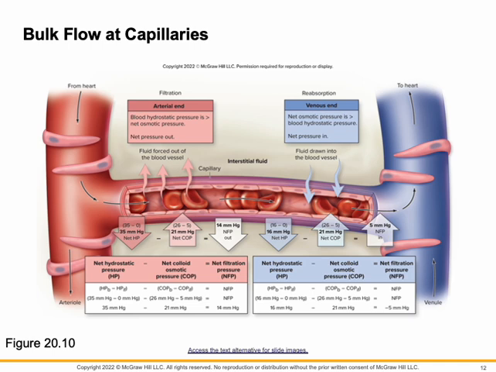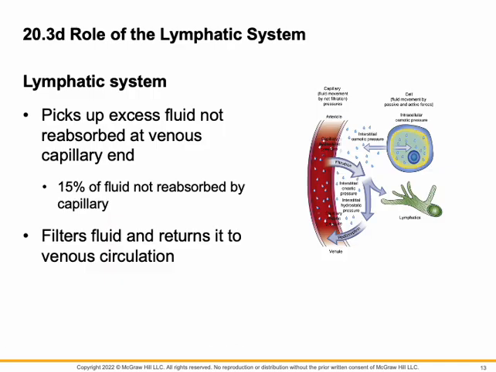Now some of the fluid goes out during filtration, and some amount of fluid comes back in. But it turns out that not all of the fluid goes back into the blood vessel, and it stays in that interstitial space. And so this is where the lymphatic system comes into play. We'll have separate discussions about the lymphatic system. It has a relationship with the immune system, but also a close relationship with our cardiovascular system, in our circulation.